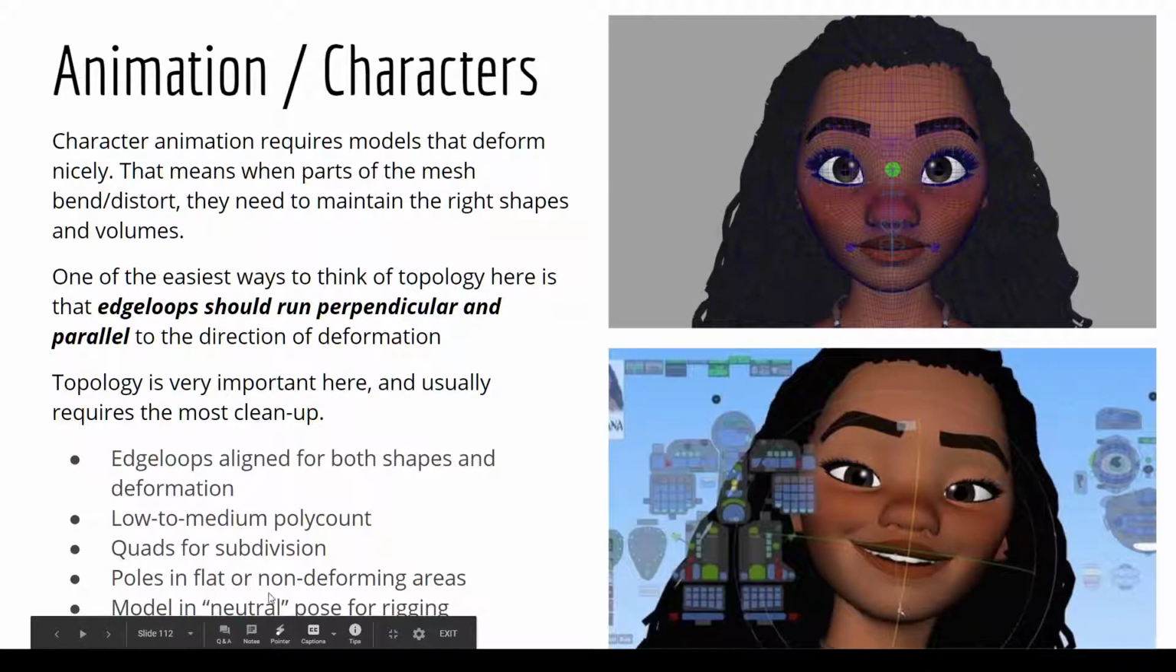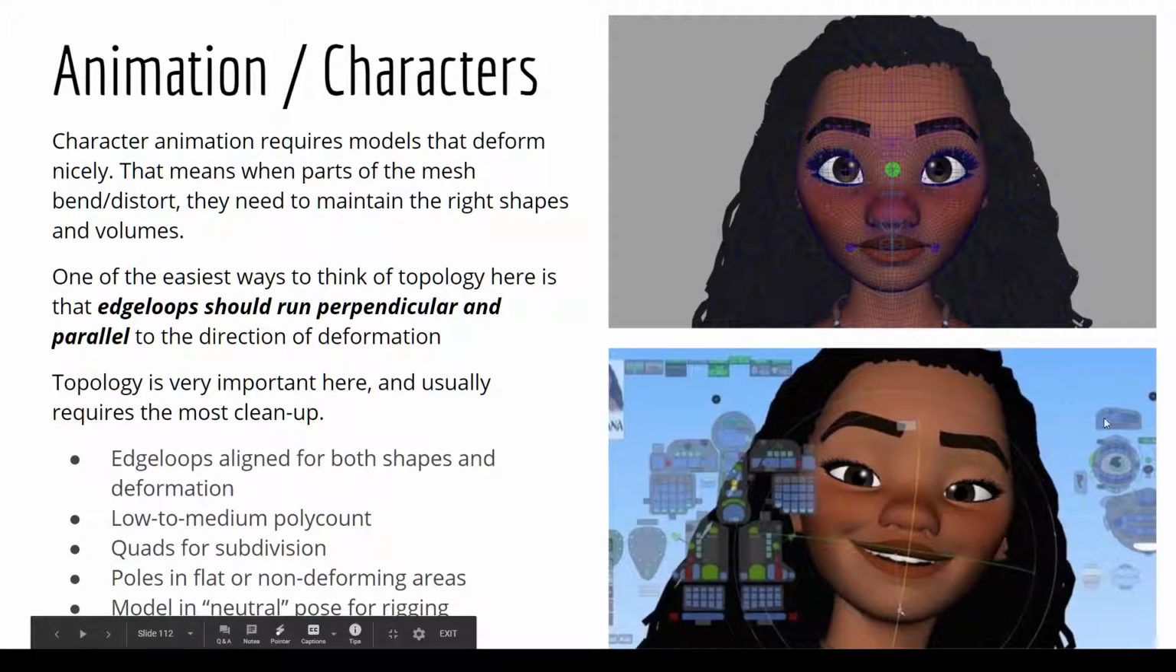You want poles to be in flat or non-deforming areas. So here's a pole right here. You can see pretty clearly this five-sided vertex. You want those to be in areas that are going to be relatively flat and aren't going to change or bend shape too much. So it'd be a bad idea to put it down at the corner of her cheek, right? Or the corner of her mouth, because that area changes shape a lot. But right here, even though it moves around a little bit, it stays relatively safe and isn't going to be changing shape too much.